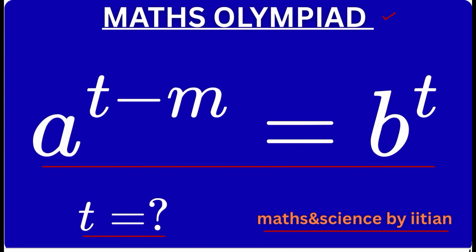Here the question is a to the power of t minus m is equal to b to the power of t. Like if you say 6 to the power of t minus 3 is equal to 75 to the power of t, and you solve for t. Put any arbitrary values for a and b and try to solve for t.